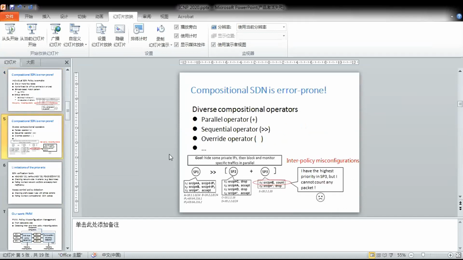Second, compositional SDN composes different policies under different compositional operators to manage the network. But the compositional operators are diverse, such as parallel operators, sequential operators, and override operators. Parallel operators enable two policies to process packets in parallel, while sequential operators make two policies process packets one after another. The override operator makes one policy a default policy for the other policy. So it's hard to detect inter-policy misconfigurations. For example, the highest priority rule in SP3 cannot hit any target, and it's not easy to find out the reason.